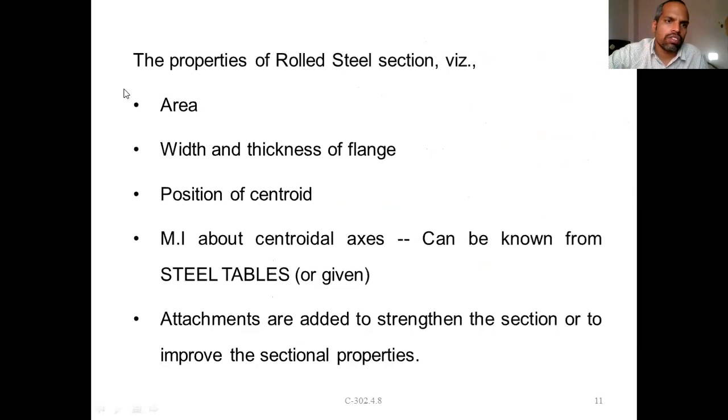Some standard steel tables are available for the different types of sections: I sections, channel sections, angle sections, and tube sections, everything will be in that. All these properties are available, and not only these, many more properties that are required. So all these properties are available in the steel tables: area, width, thickness, position of centroid, moment of inertia about the centroidal axis. Attachments are added to strengthen the section or to improve the section properties.